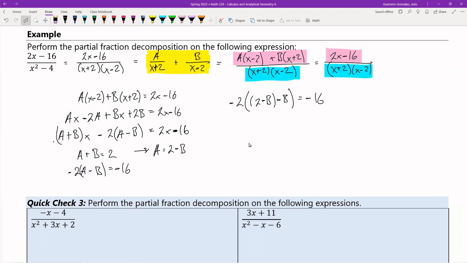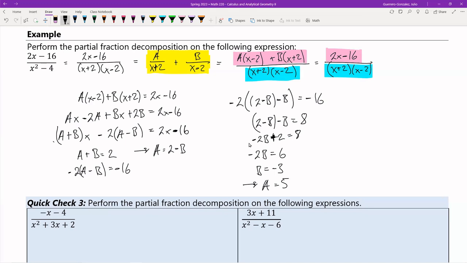I can divide the whole thing by 2, so this gives me 8. I'm going to distribute all of this, so you get minus 2B plus 2 is equal to 8. Minus 2B is equal to 6, so B is equal to negative 3. And since B is negative 3, A has to equal 5.